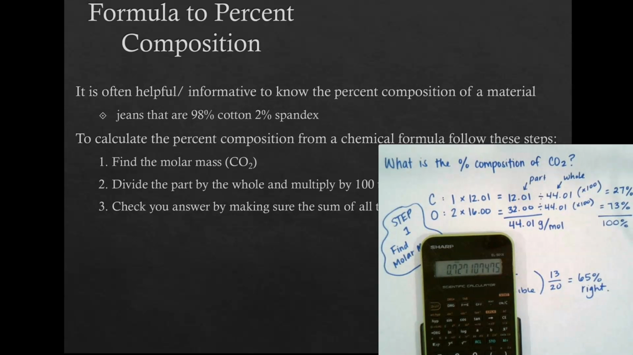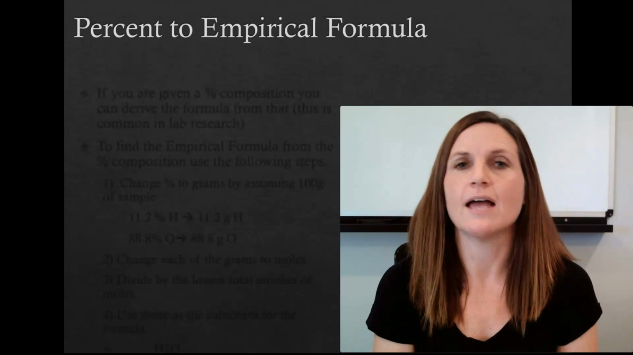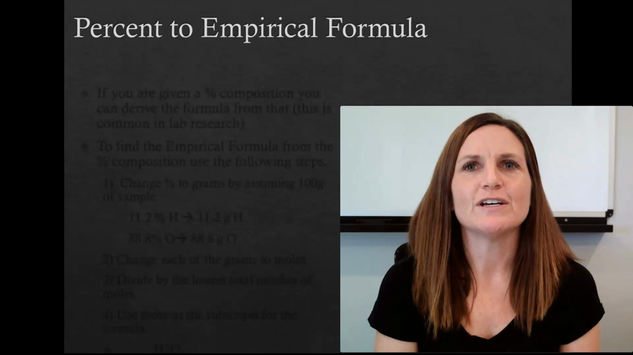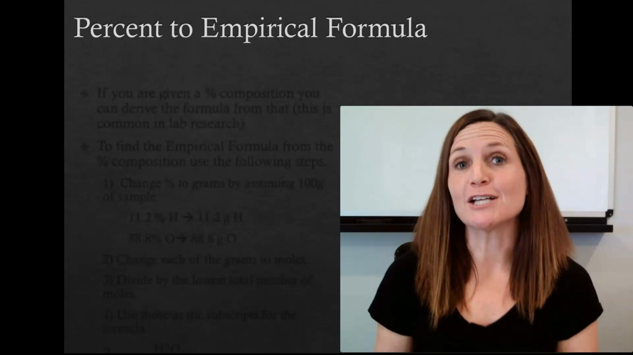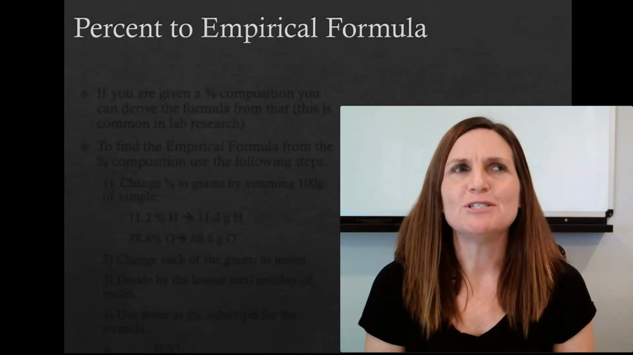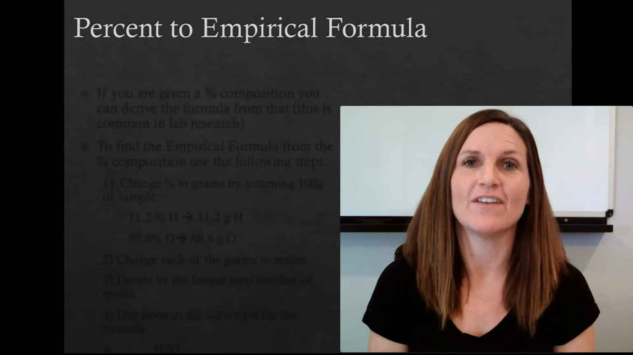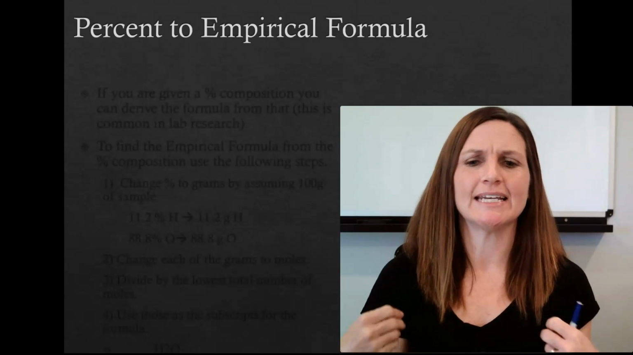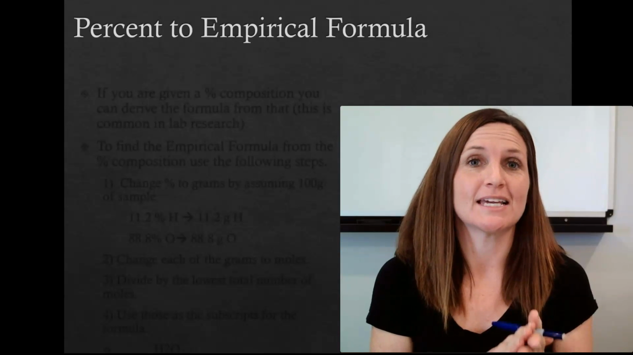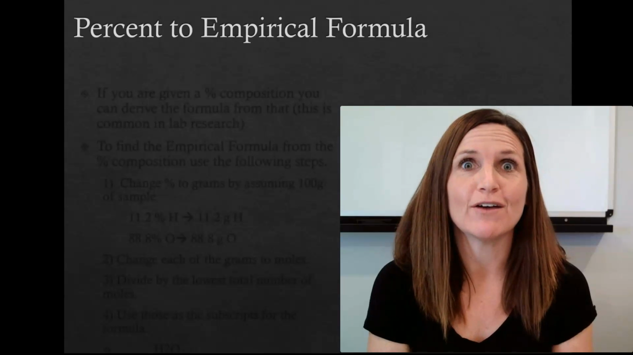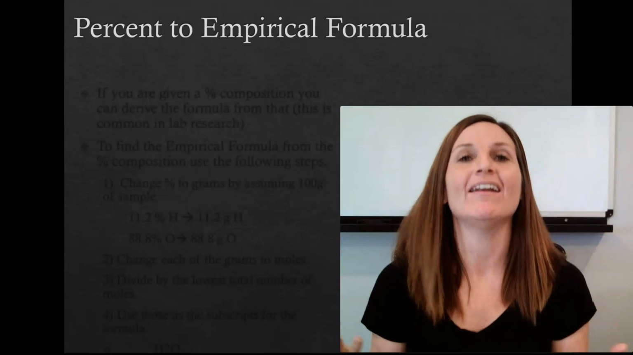I call this one doing a magic trick. It kind of feels a little bit like you're doing magic when going from percent to empirical formula. As we're going through this problem, especially this first one, you're going to be doing things and wondering why we're doing this, what we're going to find out. At the very end, we're going to get a series of numbers, and then bam, that series of numbers is going to make a formula. It's usually a formula that you remember or are familiar with. And it's like, whoa, how did I do that?